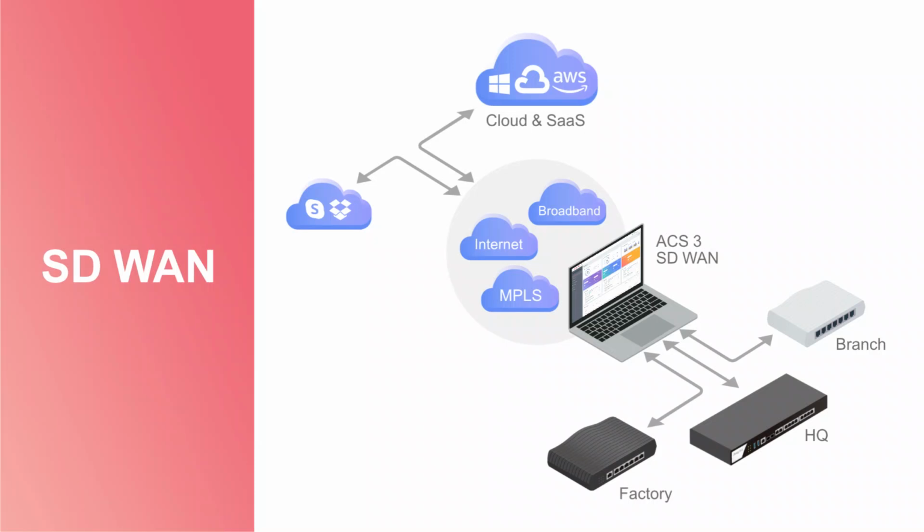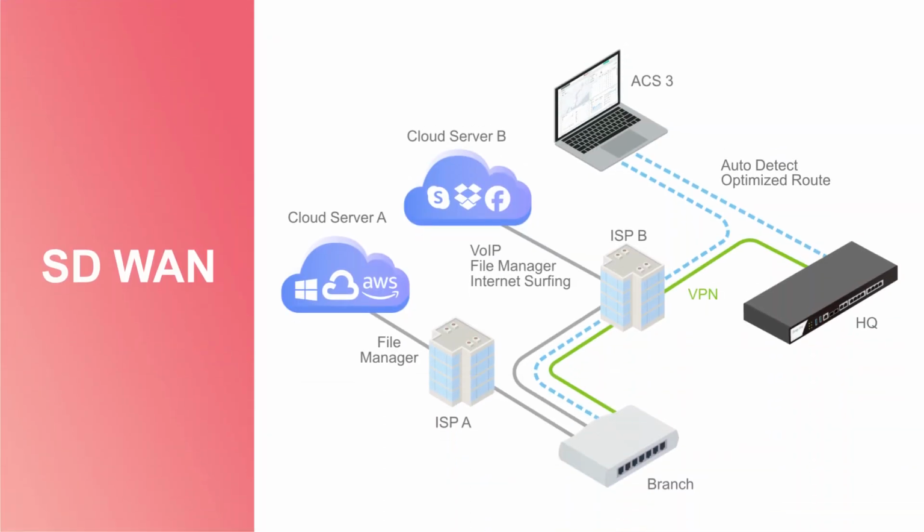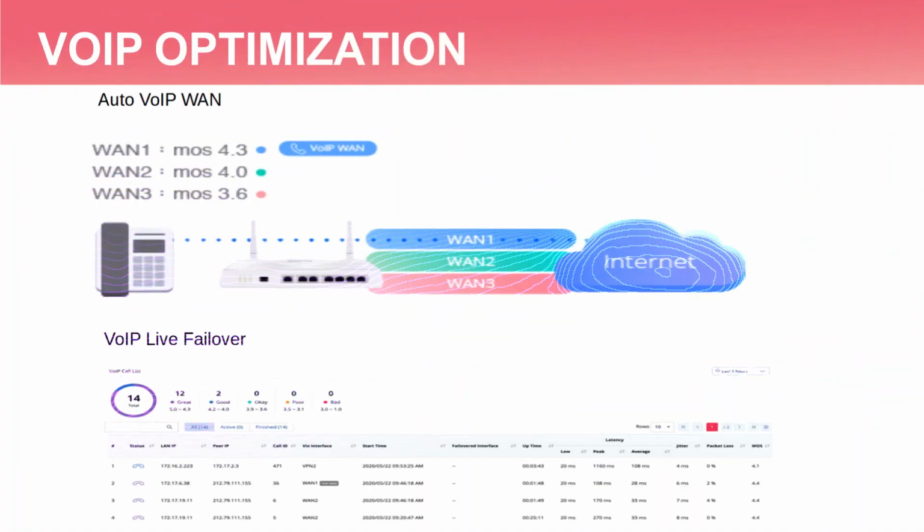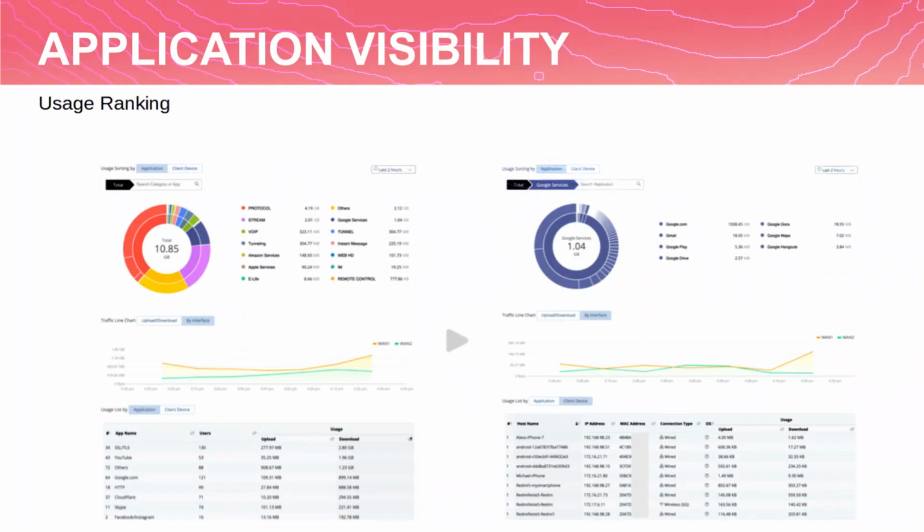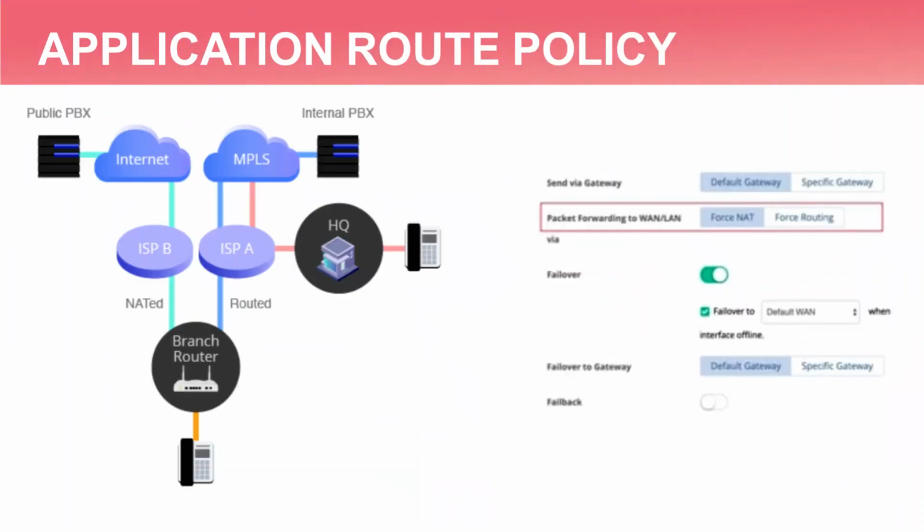Sixth, the SD-WAN. It is a more intelligent cloud-first way to make complex routing schemes simple and intuitive. To auto-detect and select the optimum routing path or scheme, you can use its auto VPN, VoIP optimization, application visibility, route policy, and so on.